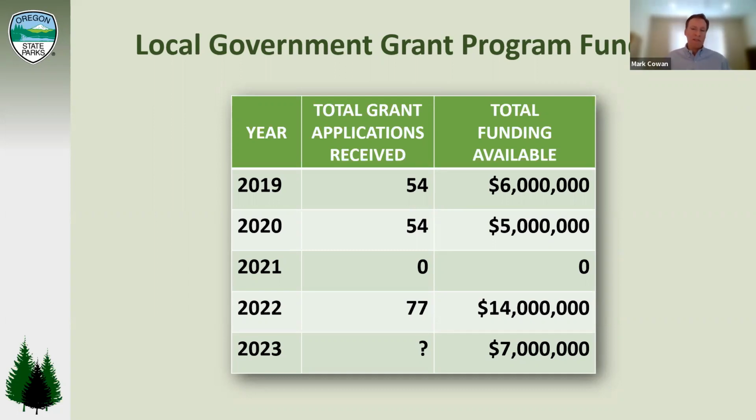Now, what does that do for this year? This year, we think we're back to more of a normal cycle. Lottery funds are still increasing, so we're projecting that we'll have about 7 million to award. My prediction is we'll probably receive a high number of applications again this year, because I think a lot of communities still have leftover COVID money that they can use as part of their match. So it should be a very active year again.